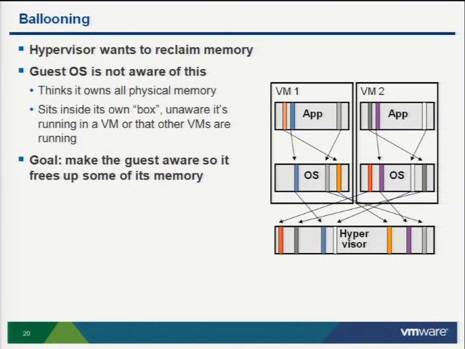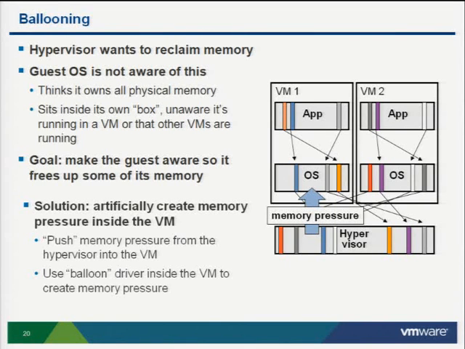So what we want to do here is try and alert the guest operating system to the fact that it needs to free up some of its memory. And so what we do is we actually artificially create memory pressure inside of the guest, inside of the VM. So we try to take that memory pressure that's there at the hypervisor layer and push it up inside the VM. Thus, the VM, the guest OS in particular, will take action to remedy that. And we do this through a driver inside the VM called the balloon driver.